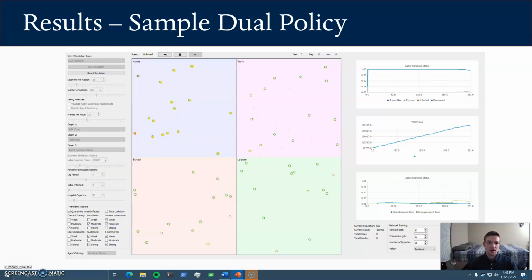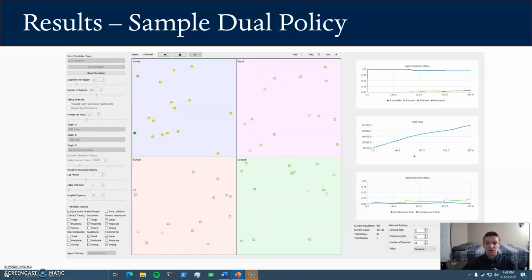Next up, I have a video of a policy that was trained with the dual reward function. So it focuses both on the economy and the public health side of things. And this strategy uses a trifecta of strategies: specifically quarantining, contact tracing, and lockdown. And this type of strategy appeared regardless of what reward function I used. Even focusing solely on the economy, this strategy emerged, and it's interesting because it would seem to indicate that knocking the virus out quickly and allowing things to return to normal as fast as possible is actually an optimal outcome, even if all you care about is the economy.